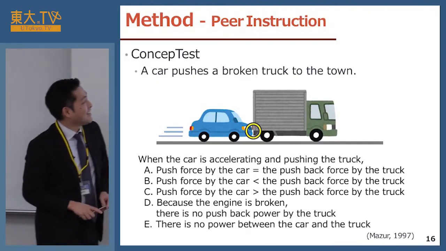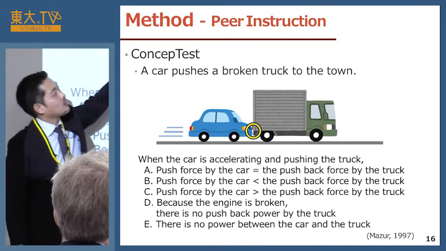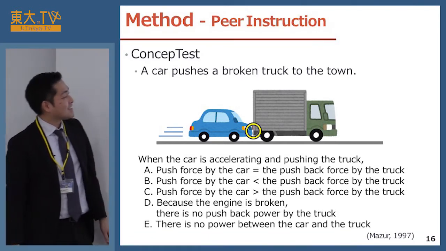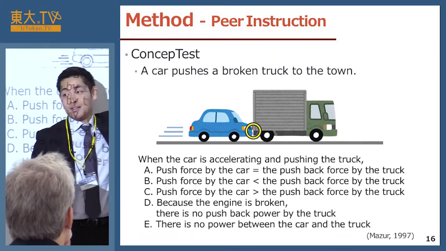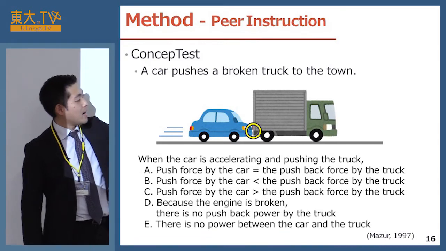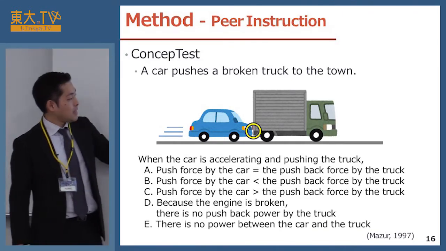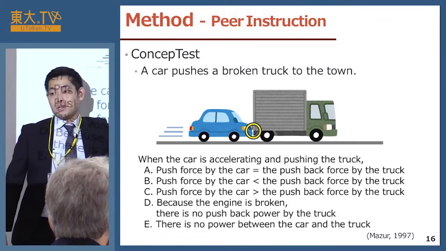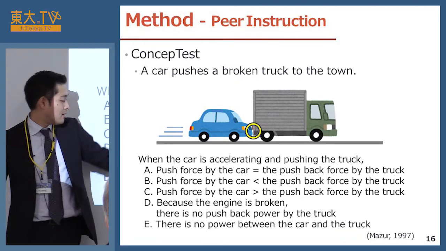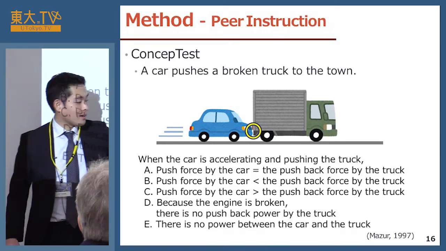So, it's time to learn physics. Concept test: a car pushes a broken truck to the town. It is a really weird situation, but I will accept this. When the car is accelerating and pushing the truck, there are five choices, A, B, C, D, E. A: the pushing force by the car is equal to the pushing back force by the truck. B: the pushing force by the car is less than the pushing back force. C is the other. And D: because the engine is broken, there is no pushing back power by the truck. E: there is no power between the car and the truck.